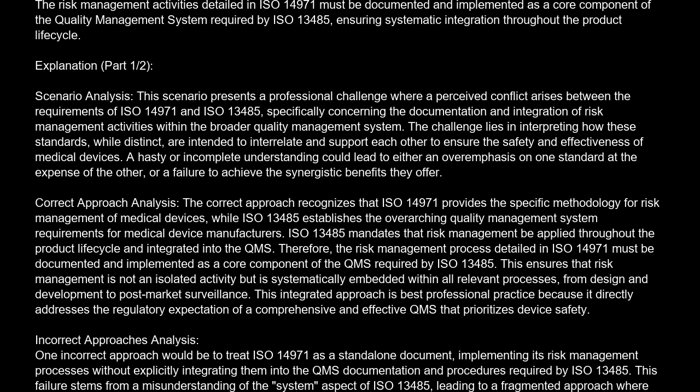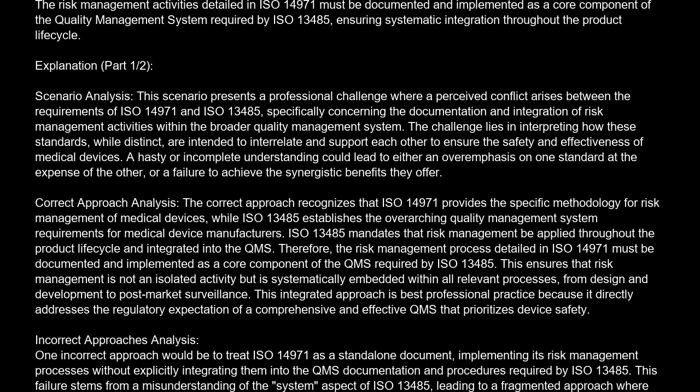The correct answer is C. The risk management activities detailed in ISO 14971 must be documented and implemented as a core component of the quality management system required by ISO 13485, ensuring systematic integration throughout the product lifecycle.